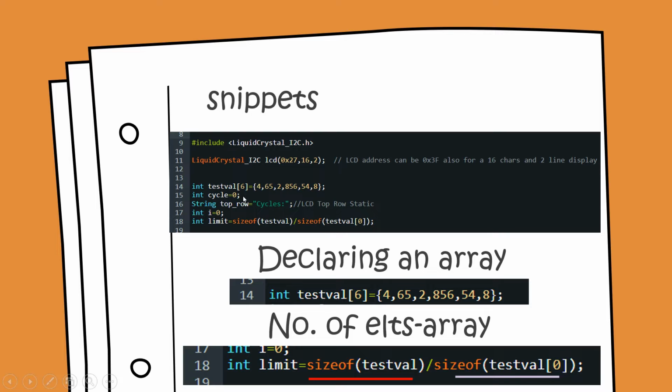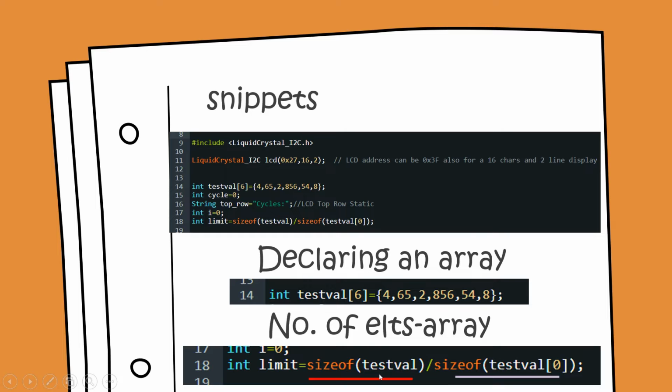In the Arduino Uno, you can declare an array using this statement. So this is an integer array consisting of 6 elements. Now if I need to find out the number of elements in this array, which we would need if we are trying to run a loop which cycles through the elements of the array, then you can't use the statement sizeof to get the number of elements.